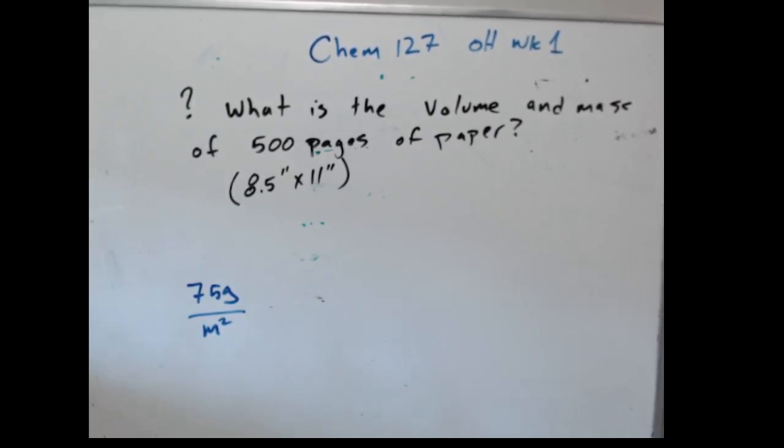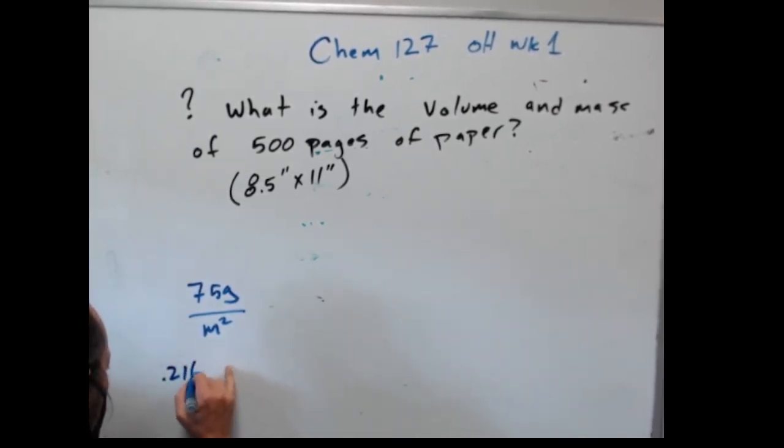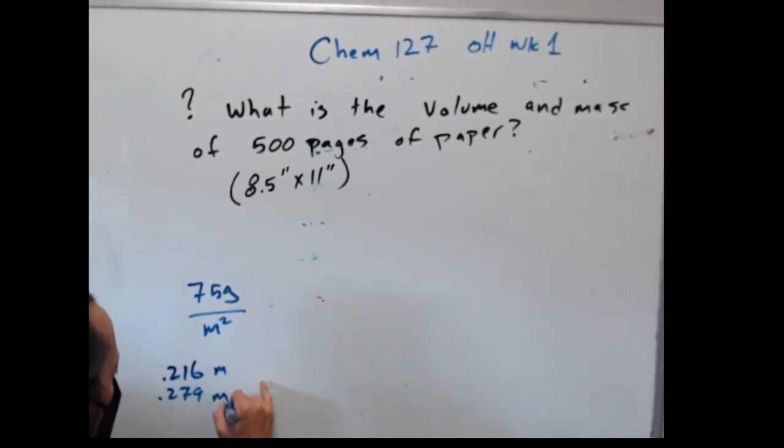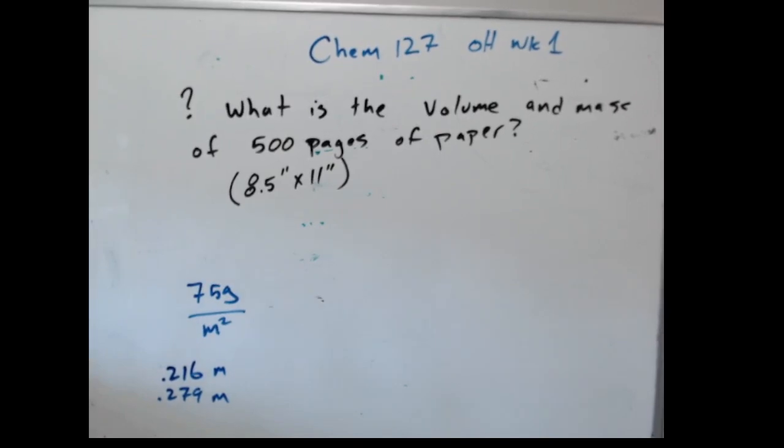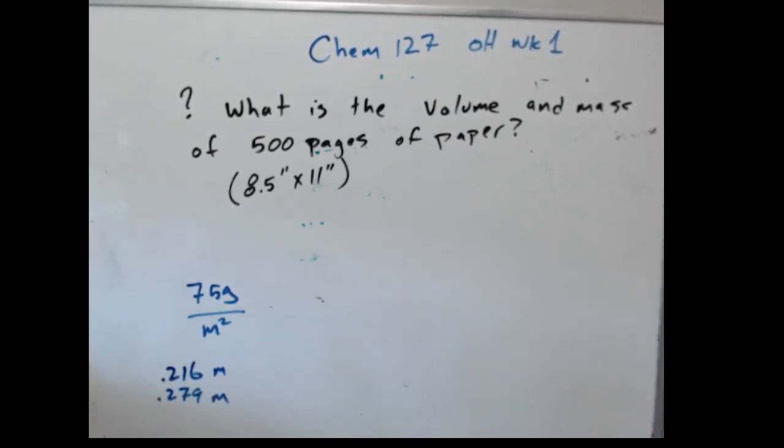21.6 by 27.9. It also tells me the dimensions of the paper. Rather than telling me it's 8.5 by 11, it says it's 0.216 meters by 0.279 meters. So essentially, it's weird that it gives mass per area rather than mass per volume. So I think I can get the mass of one piece of paper.